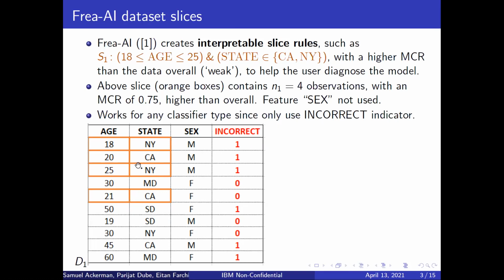So, for example, here this slice on this data set has 4 observations, marked with the orange boxes. So that's N_1. The MCR here is 0.75 because there are 3 incorrect out of 4, and that's higher than the 0.6 overall. And this is only using 2 of the features, and not the sex feature.